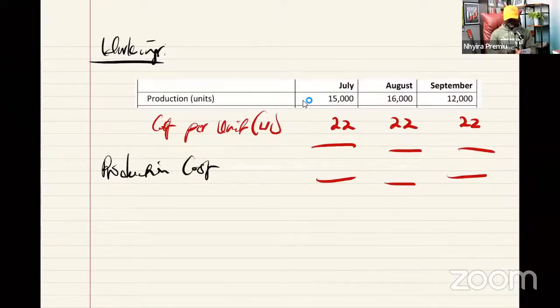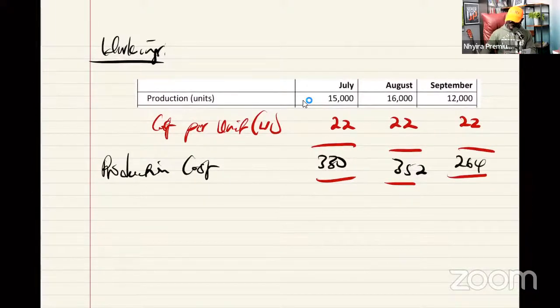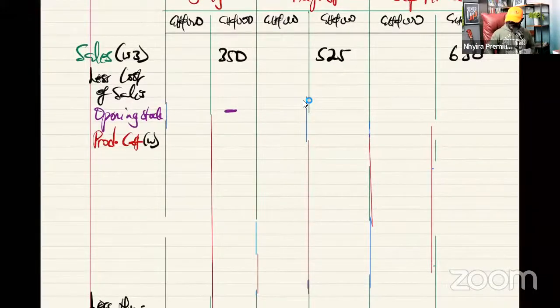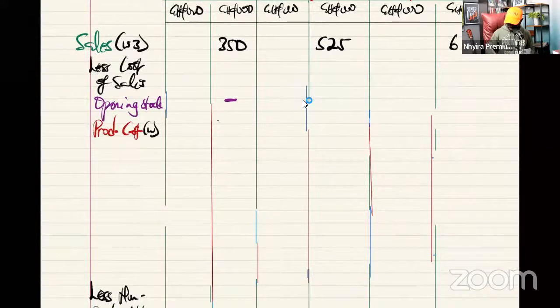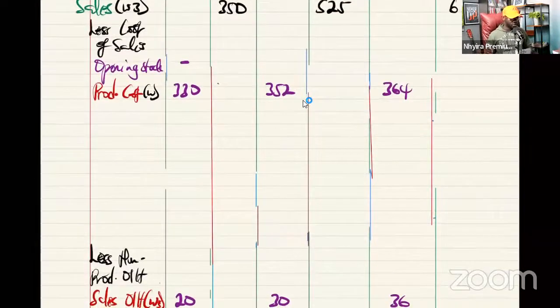So you multiply it, and that gives us the production cost. So 15 by 22, that's 330. 16 by 22, that's 352. And then 12 by 22, that's 264. Sounds good. So this is what we are going to be bringing here. 330, 352, 264. 330. I'm going to put that in the first column. 352. And then 364. So that's the production cost. It's going to run through for them.